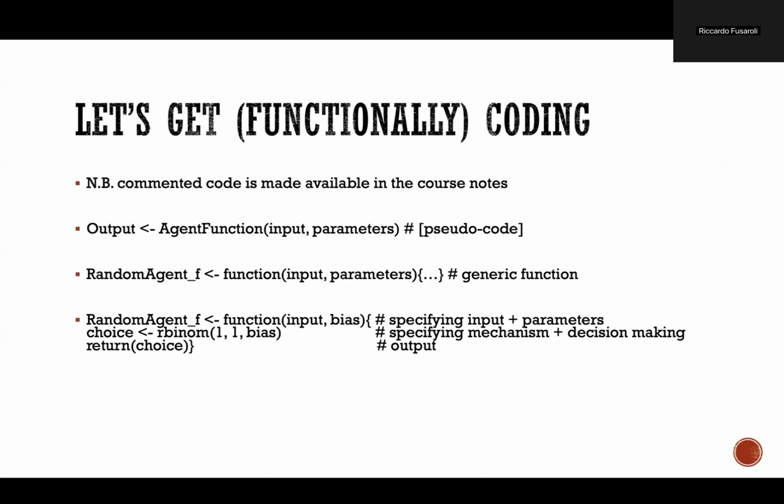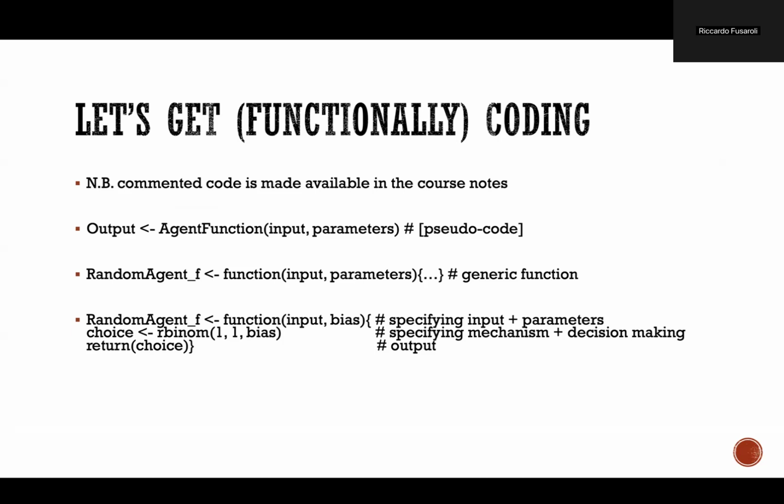So here we have a function for the random agent that we call random agent f, because I like to remember that these are functions. We define it as a function. We say that it should have two things that we provide it. One is the input, and the other is the bias. That's the parameter that we're using. And the choice of the random agent is simply sampled at random from a binomial distribution with an n of 1, on a trial by trial basis.